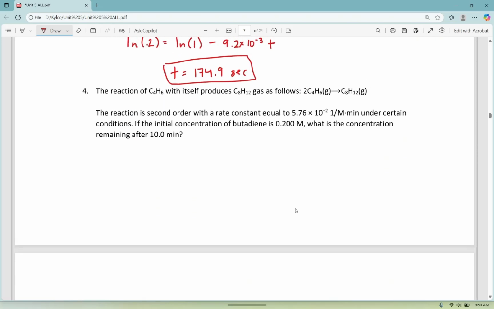On number 4, we have this reaction as second order, and they give us our k value, so the rate constant k. And they say that the initial concentration is 0.2, and they want to know how much is remaining after 10 minutes. The first order rate law is different than the second order. So we would need to go to our reference sheet and see that the second order is 1 over the concentration minus 1 over A naught equals k times t.